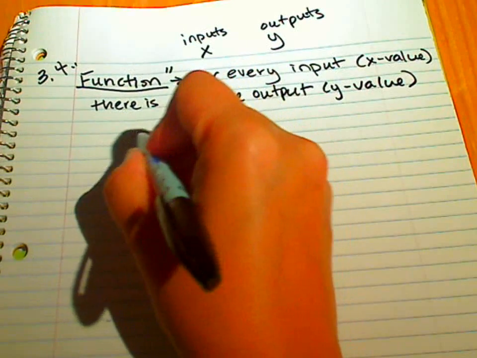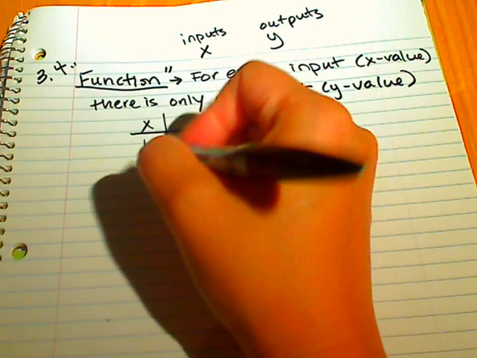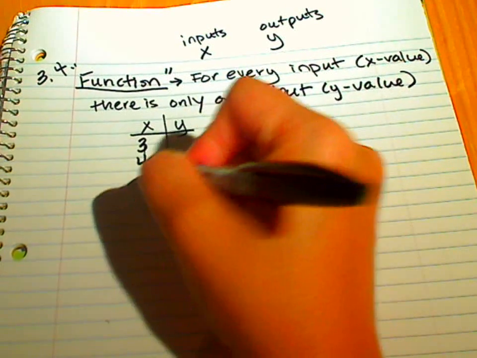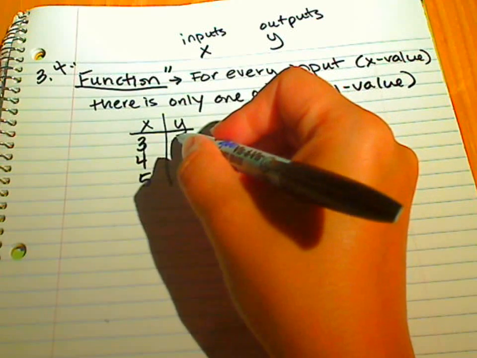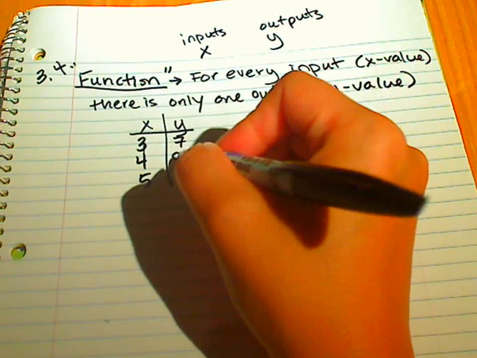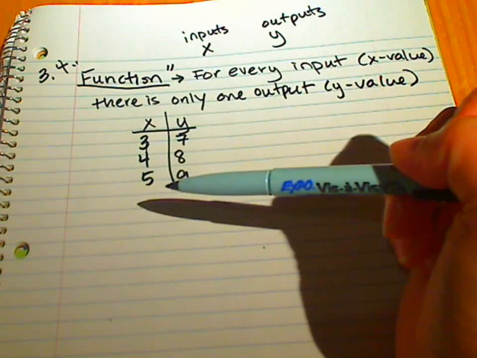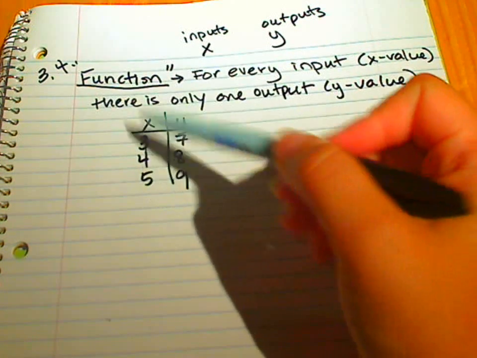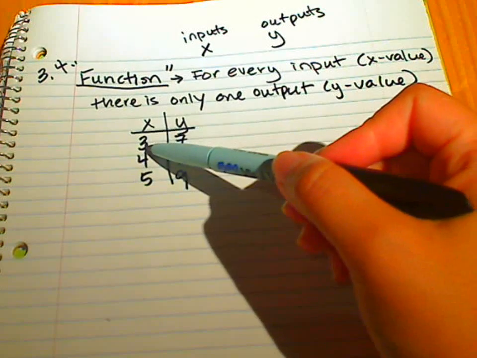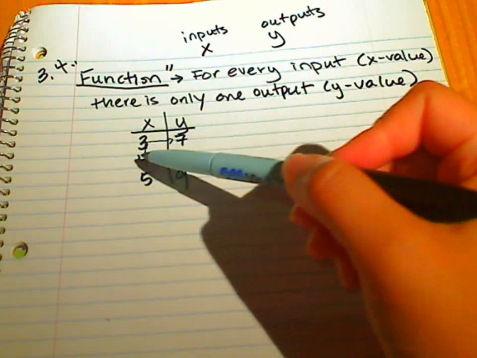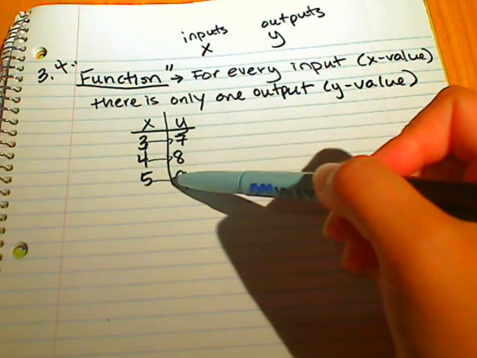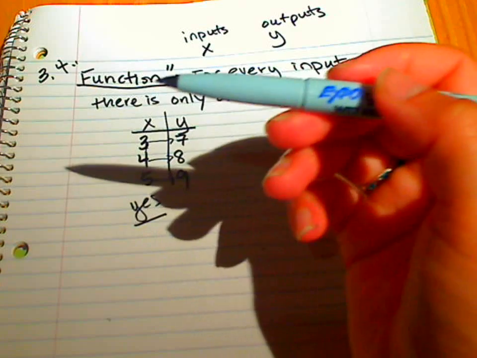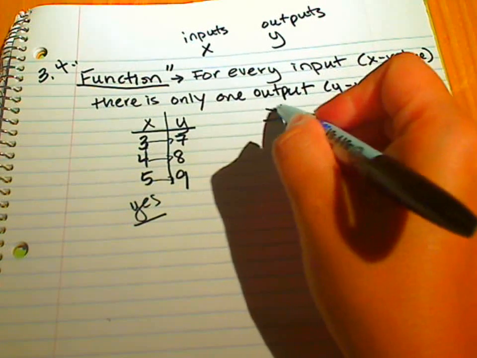So something like this. If I gave you a table of values, on this side my x's, on this side my y's. If I made up numbers like 3, 4, 5, and I had a 7 over here, 8, and a 9. Well, if I ask you if this is a function, for every input, I look at x values, there's only one output. So if I have a 3, it only goes to a 7. If I have a 4, it only goes to an 8. 5 only goes to 9. So yes, this is a function. No x values are repeating. Essentially, that's what you're looking for.